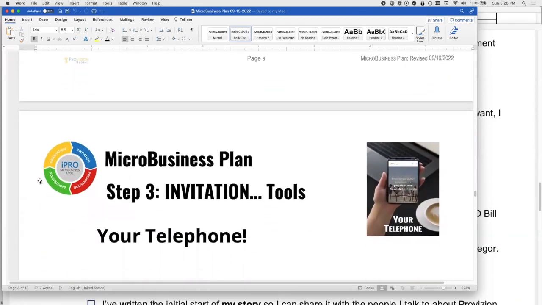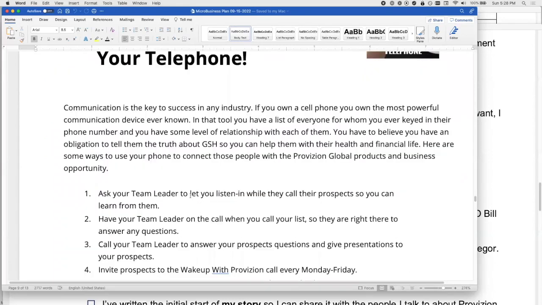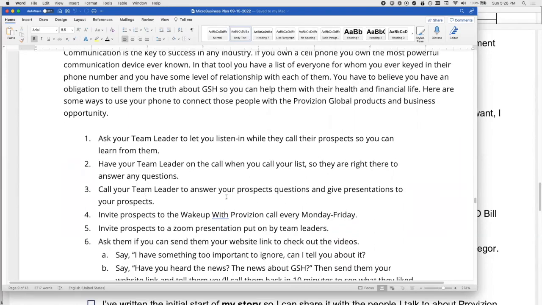How do you use your telephone? Communication is the key to success in any industry. You're going to ask your team leader to let you listen in while they call their prospects and their Hot 100 list. Get them on the call with you to answer questions. Your team leader should be the one answering your prospects' questions and giving the presentations, not you.